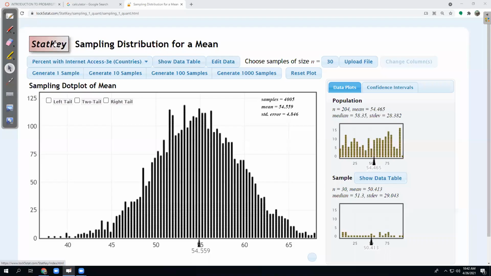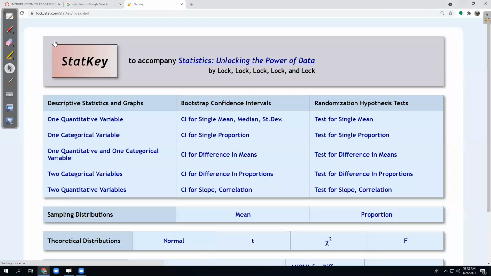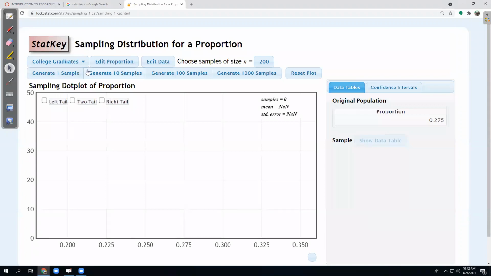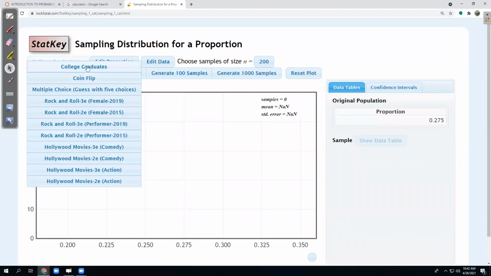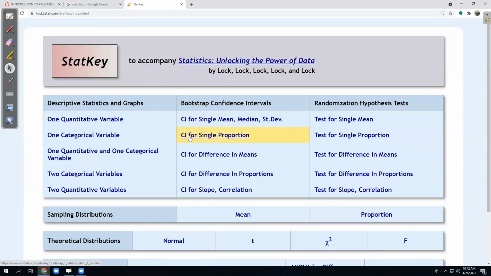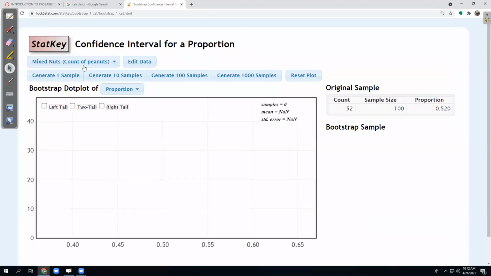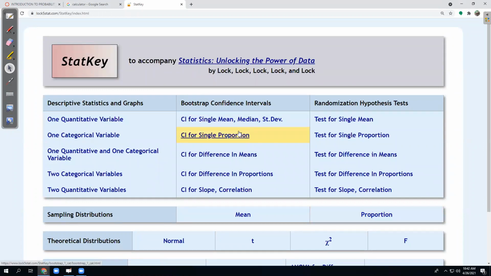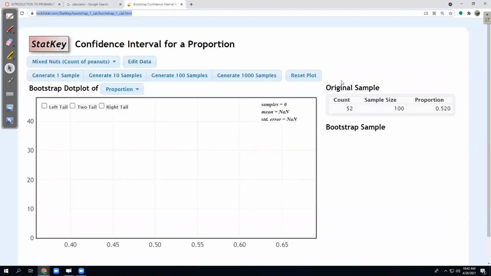So back to StatKey for a minute here. Let's see. And here's the StatKey homepage. If anybody missed this, I'll get in the chat. I'm going to look for sampling distribution of a proportion. I think they might have had the mixed nuts here. Oh, they're college graduates, coin flips. All right, where did they put the mixed nuts? Proportion here. There we go, mixed nuts. All right, so I'm on the confidence interval proportion page. I'll put that in the chat if you want to go here, test it out.